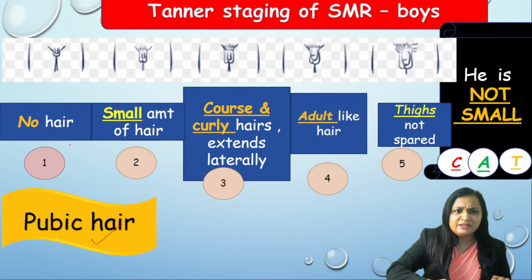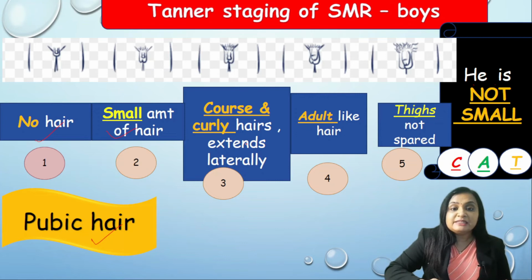Same thing. First stage, no hair, small. Second stage, small amount of hair. Third, C, coarse and curly hair extends laterally. A, adult-like hair, and T, thighs are also not spared. So he is not small cat. This is for pubic hair growth.